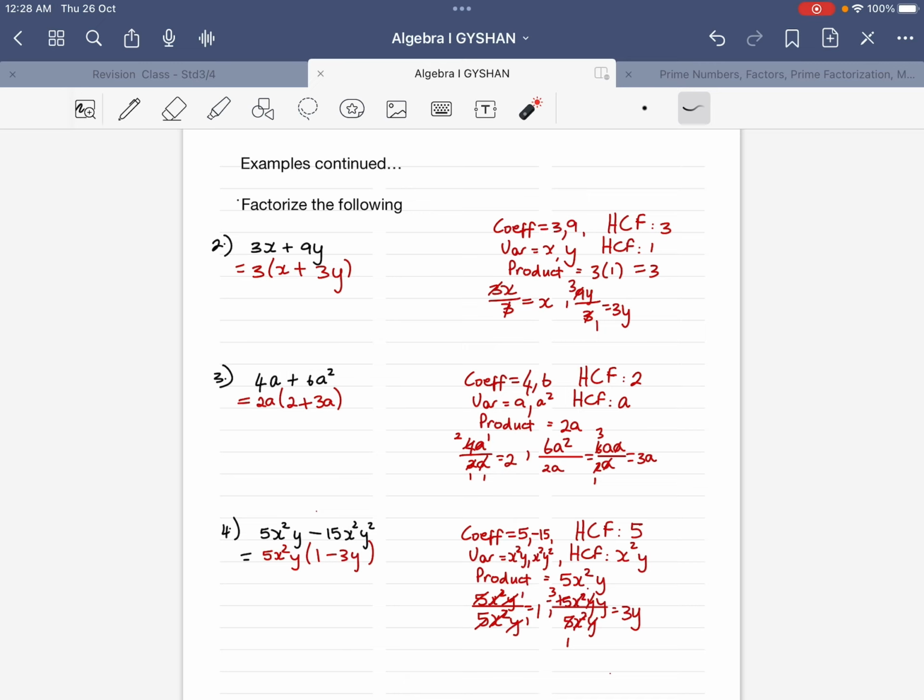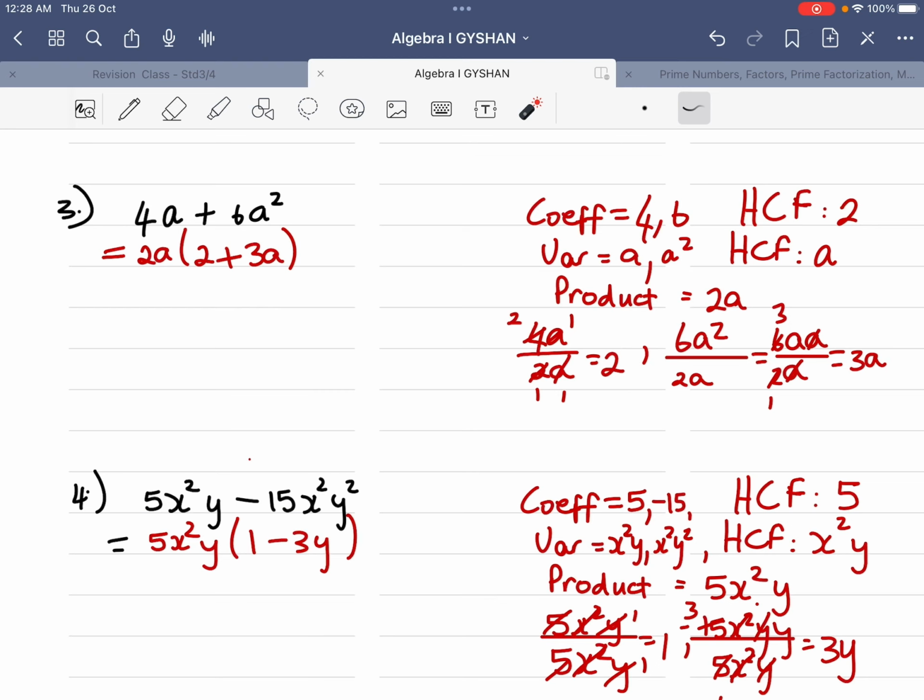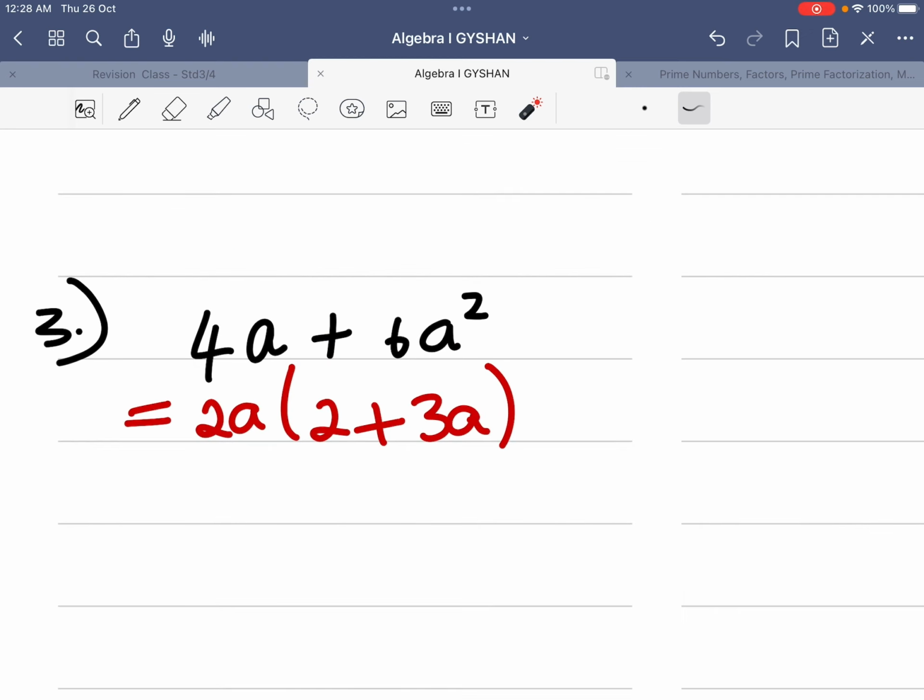Okay, let's continue. Actually, let's take a look at question 3, example 3 and example 4. Let's make sure that you all understand. So this first part is simple. What can go into 4 and 6? That's 2. What can go into a and a squared?